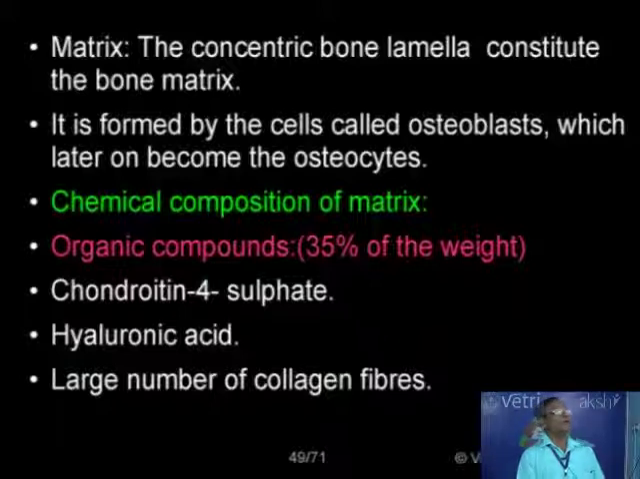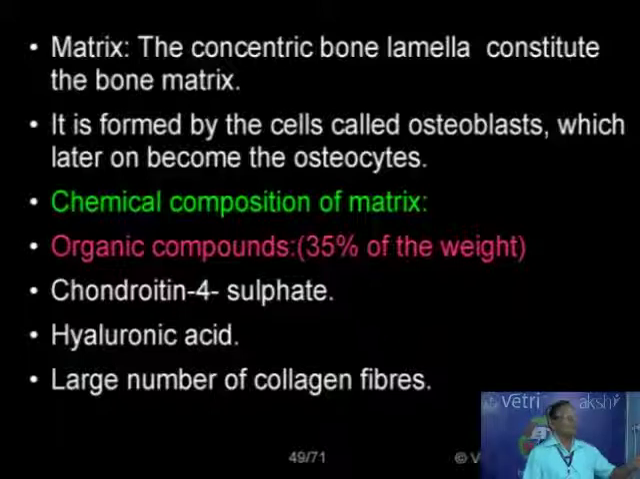Now let's go to the chemical composition. What is the nature of the bone? Normally, the bone is formed of both organic and inorganic substances. But the amount of organic compound present in the bone is lesser than that of inorganic compound. So the organic compounds constitute nearly 35% of the dry weight of the bone. The remaining 65% is formed of inorganic compounds.